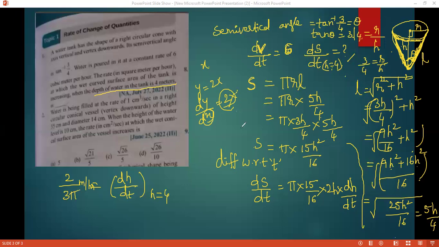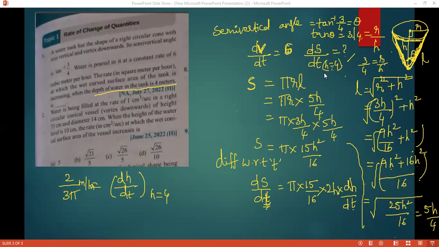But here we are differentiating with respect to time, the other variable. With respect to time, you are differentiating height. That's why you get dh by dt. Observe this one. Don't make this kind of silly mistake. So it is 2h into dh by dt. Very good. So this dh by dt, what do we want?